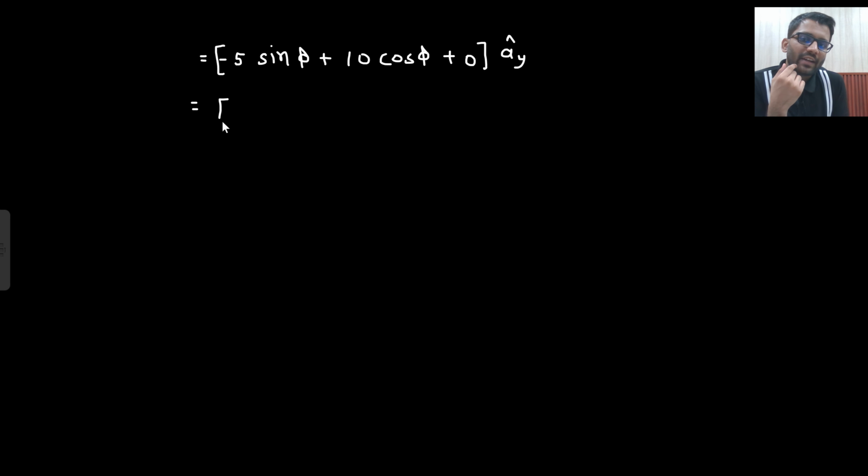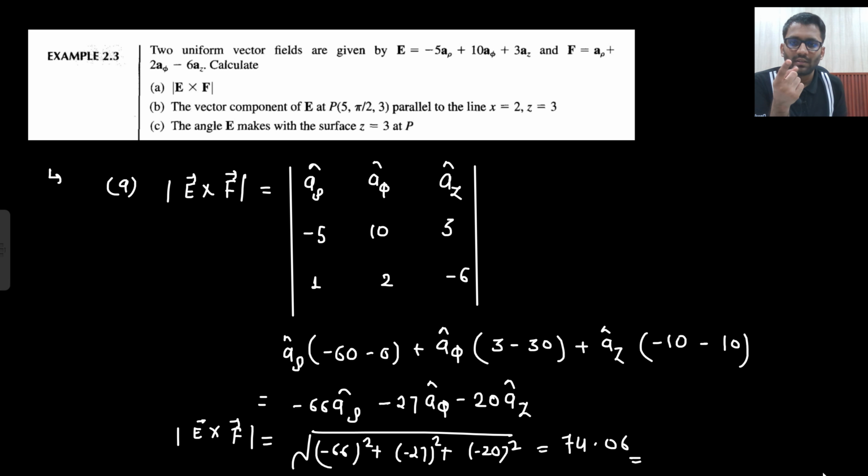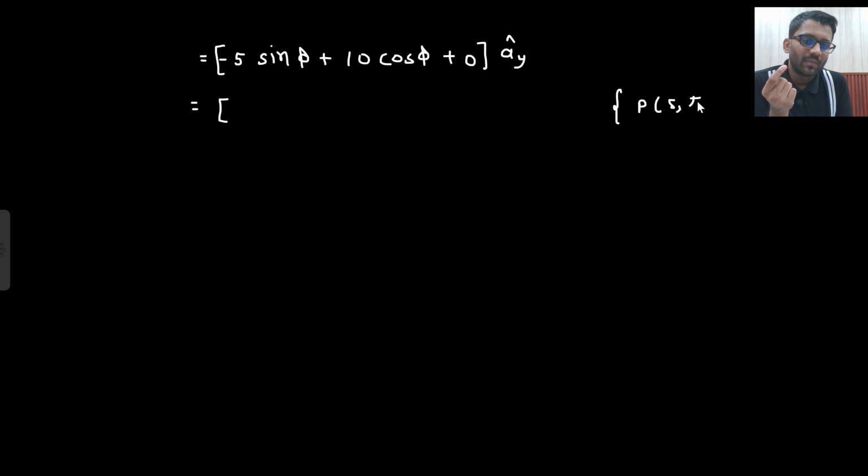So from where will you get the value of phi? The point is mentioned, no? Point P is 5, pi by 2, 3.